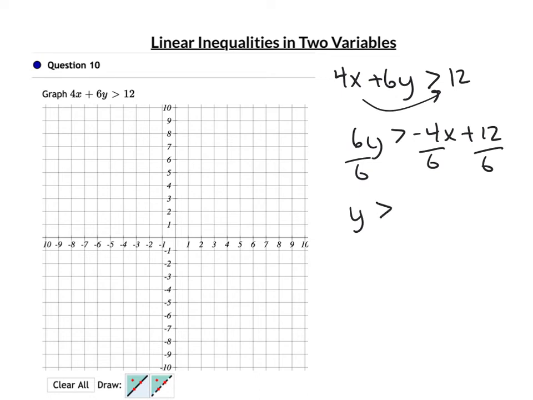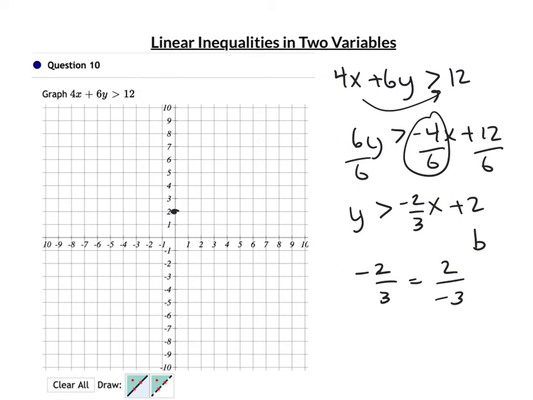Y is greater than 4/6, which simplifies. It reduces. Divide both by 2 to -2/3 x plus 2. So the intercept is +2. That's my b. And the slope is -2/3, or you could say 2/-3. I'll use the top one. I'll go rise -2, down 2, and run +3, 1, 2, 3, down 2, 1, 2, 3. Or I could use the second one and go up +2 and run -3. That's to the left, 1, 2, 3.